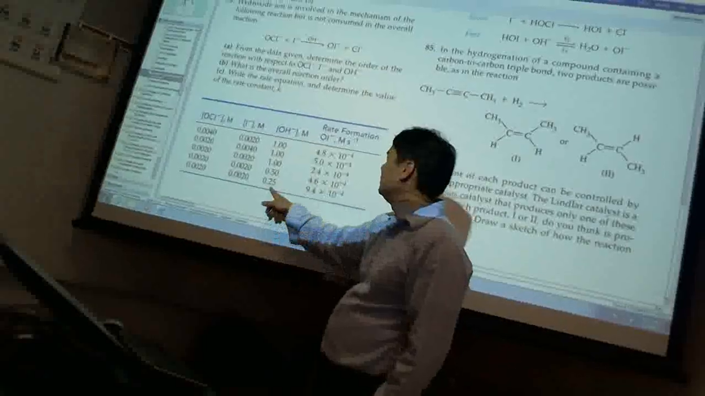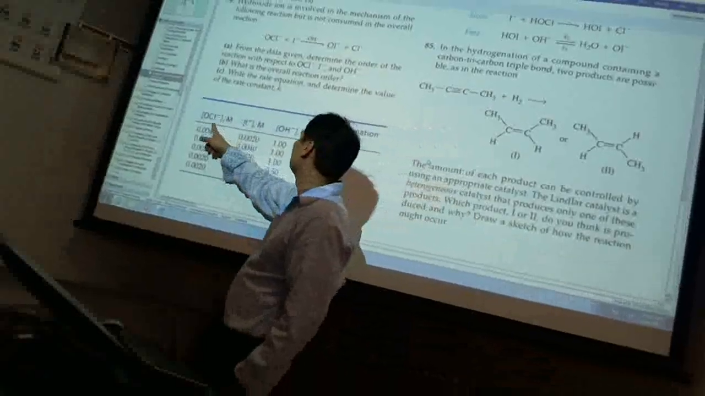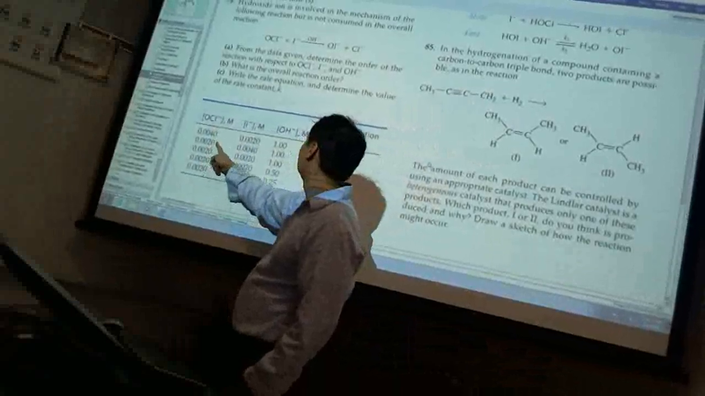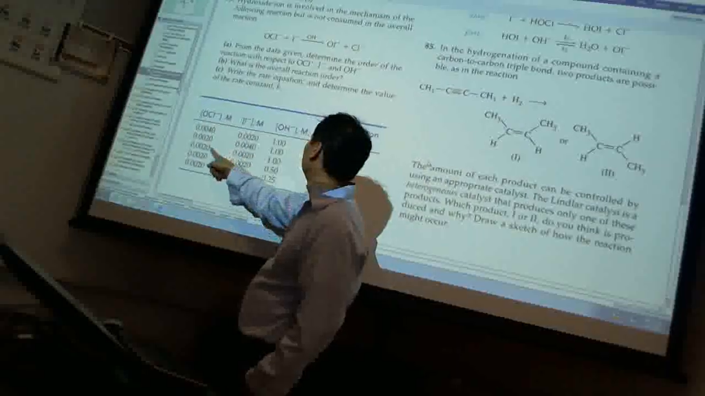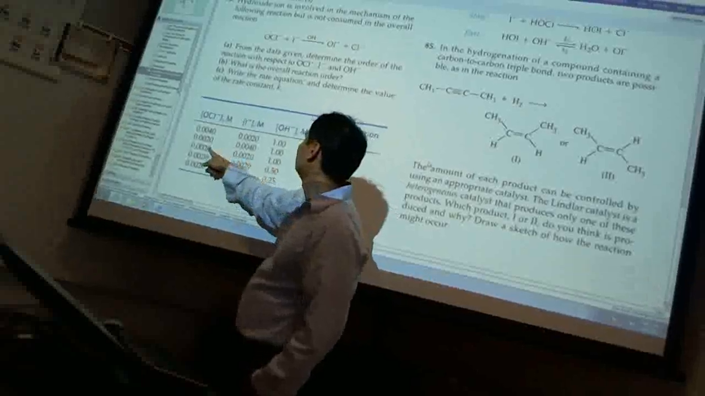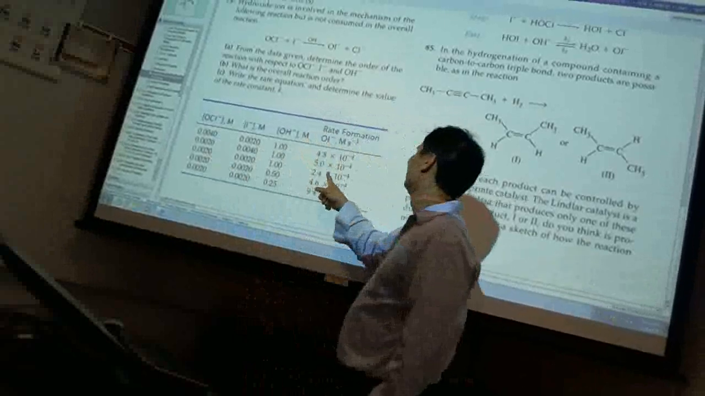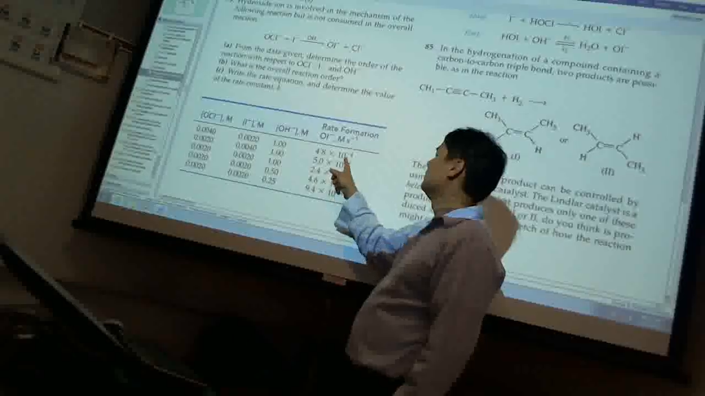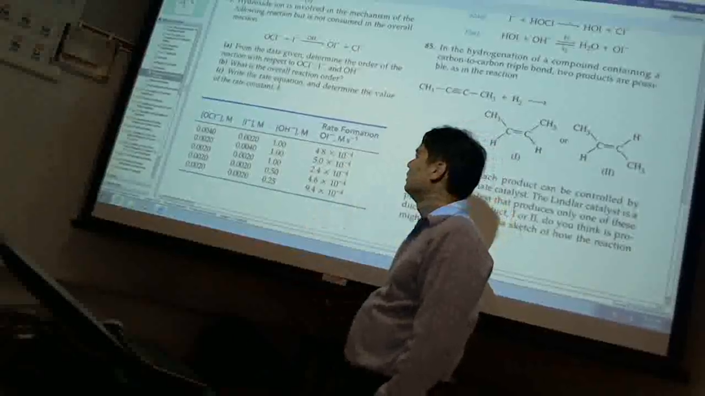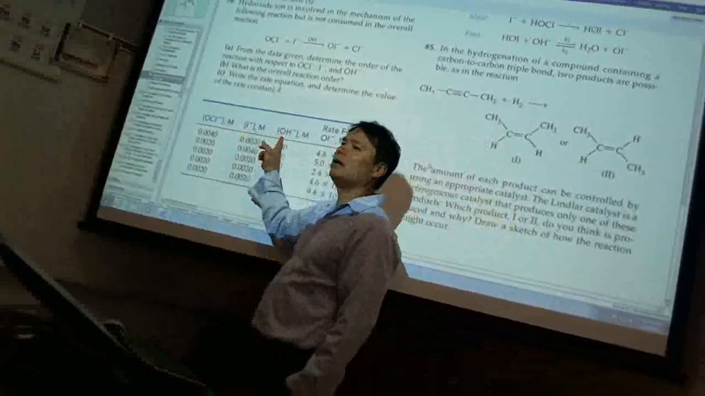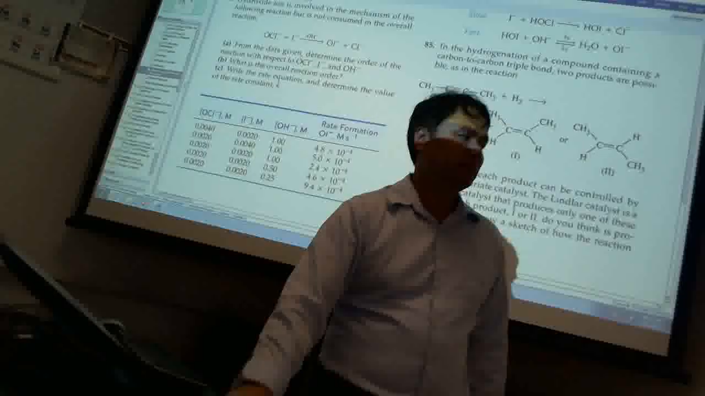And let's see, we need to find out the order with respect to hypochlorite. And it looks like this is the only case where we double. We double the hypochlorite here, and this one here. So double the hypochlorite, leave these the same. What happened to the rate? It doubled, so it must be first order. So what did we say? First order in hypochlorite, first order in iodide, and -1 order in hydroxide.